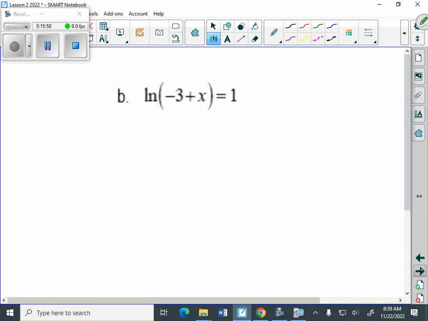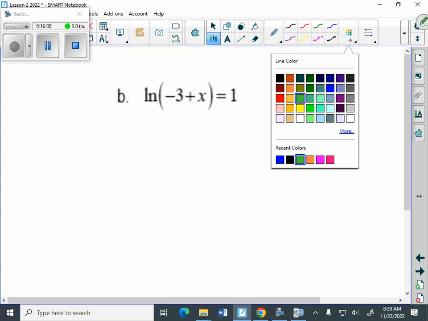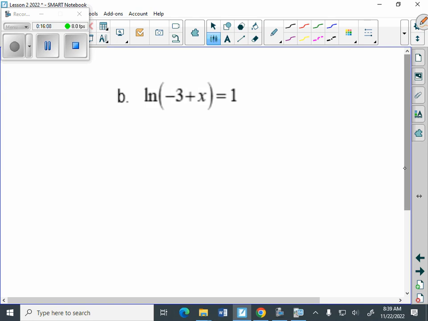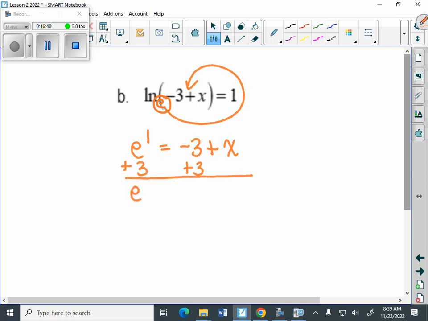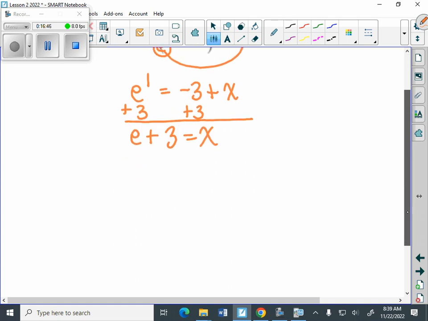But as we take a look at our next one, what we need to know, remember, is that the base of a natural logarithm is e. Again, I recommend writing it in, and we can curly Q it around. So this becomes e to the first power equals negative 3 plus x. And we want to solve for x. We want to get x by itself. So we're going to add 3 to both sides. And we get e plus 3. And then we can go ahead and type that into our calculator to finish this problem.